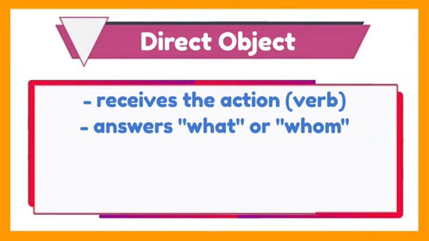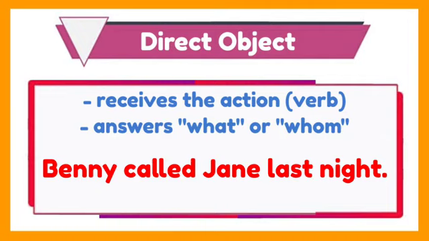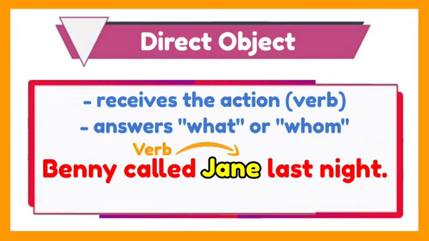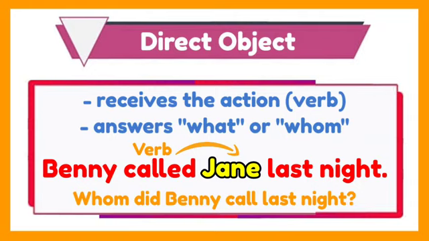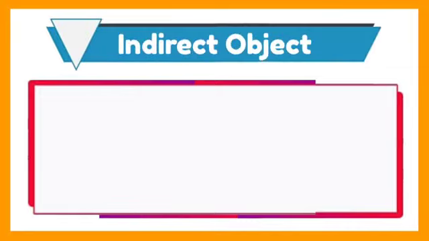Right? Another example. Benny called Jade last night. What do you think is the direct object in the sentence? It is Jade. It is the receiver of the action or the verb which is called. And it answers the question, whom did Benny call last night? Right? Now let us have the indirect object.